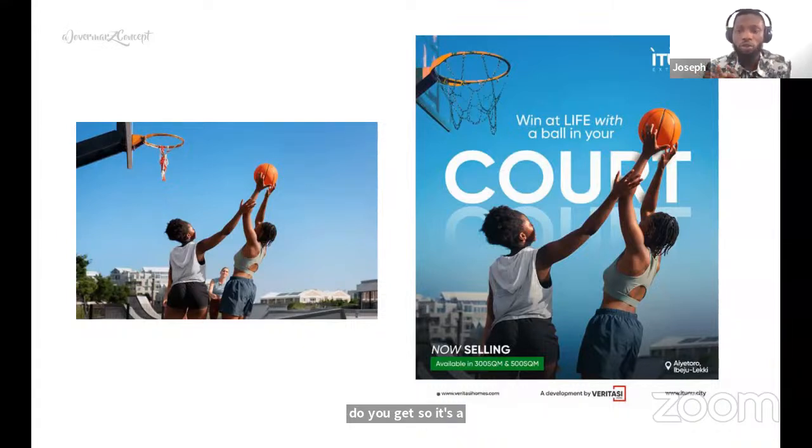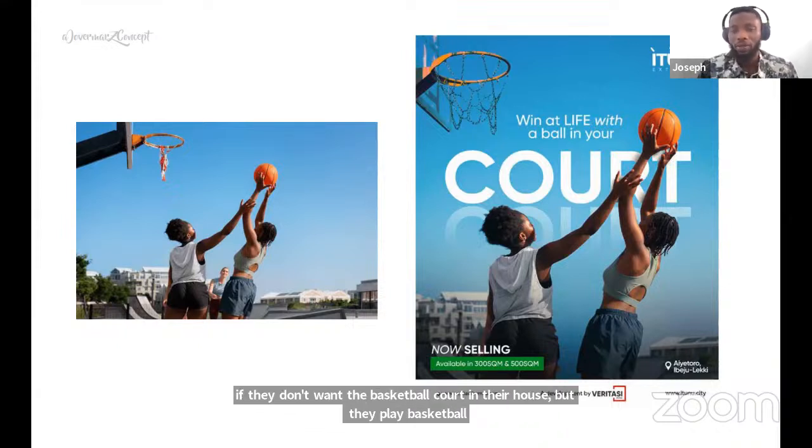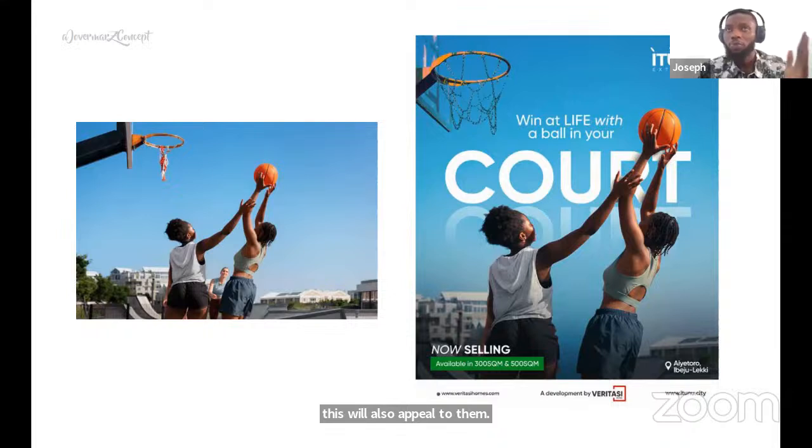You know what you're looking out for. So when you see this, it will appeal to you in that context. The person that has been looking for a basketball court all their life has finally seen one. Sweet. The person that is a basketball fan, even if they don't want the basketball court in their house, but they play basketball, this will also appeal to them. Do you get it now? So it will appeal to people differently.